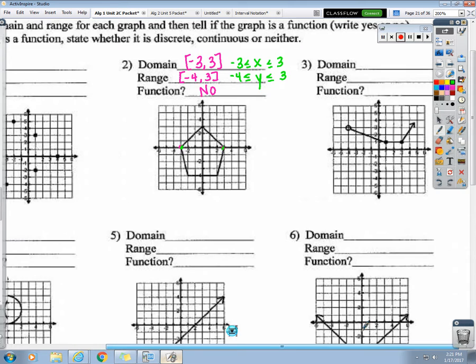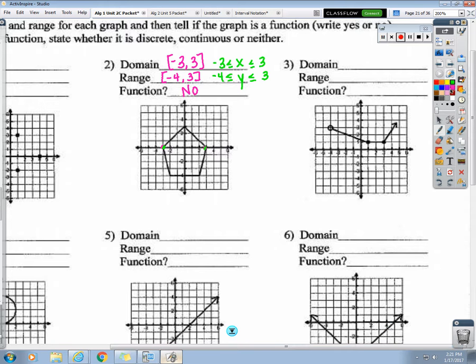Okay, number 3. Is it a function? Yes, it would definitely pass the vertical line test. Now let's talk about domain. If you're somewhere on this function and you're trying to get as far as you can to the left, how far left can you get? Negative 4. But think about it. If you walked all the way up to negative 4, wouldn't you fall through the hole? So negative 4 is not included.